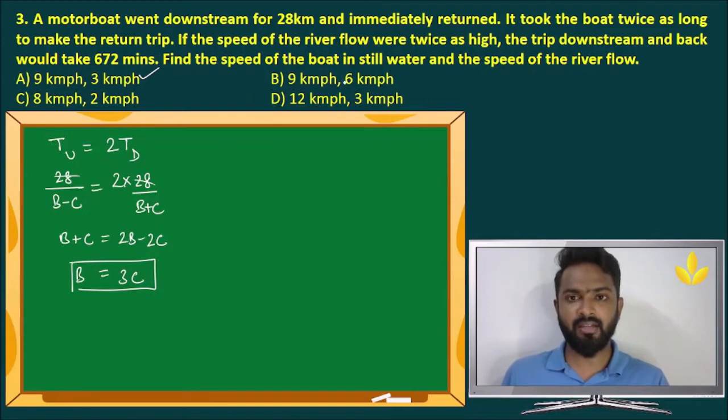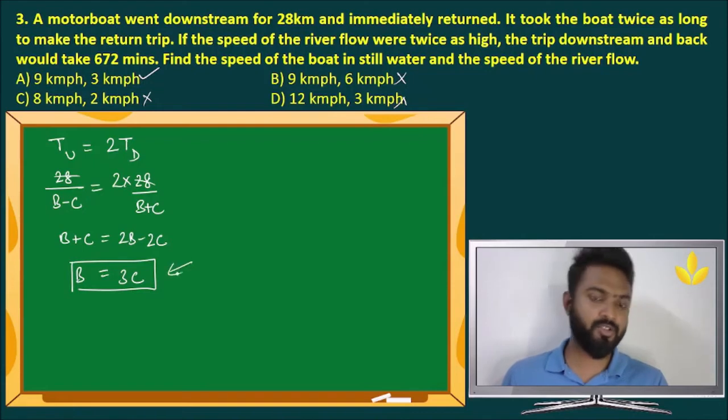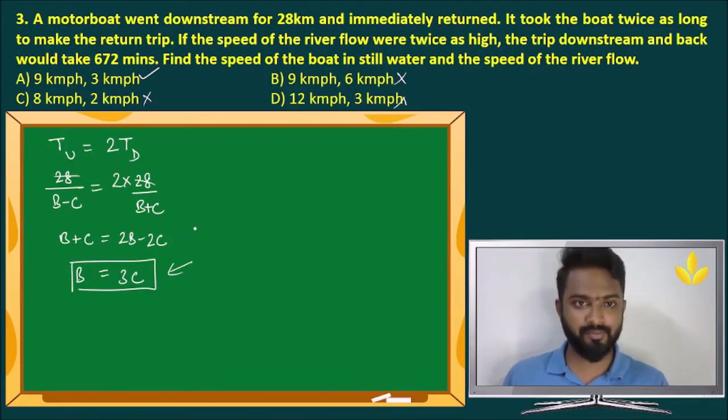B, 9 and 6, no. C, 8 and 2, no. D, 12 and 3, no. So A is the only one which satisfies this condition, so obviously that is the answer. We don't even need to read the rest of the question in order to solve this.